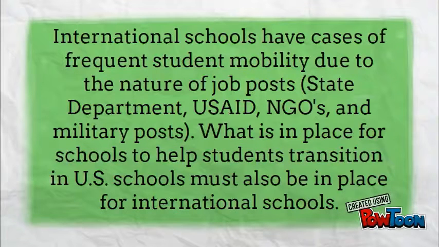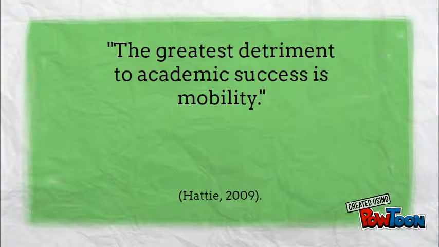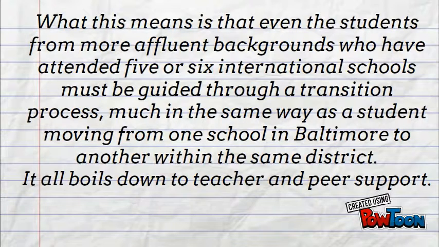Therefore, what is in place for schools to help students transition in the United States must also be in place in international schools. So John Hattie concluded in his meta-study that the greatest detriment to academic success is mobility. Is there a difference in moving 7 times in international schools and 7 times in local schools? It all boils down to teacher and peer support.